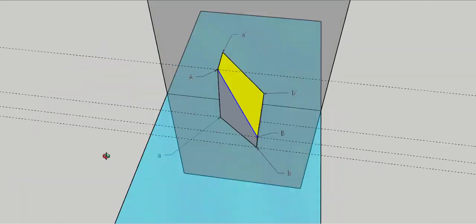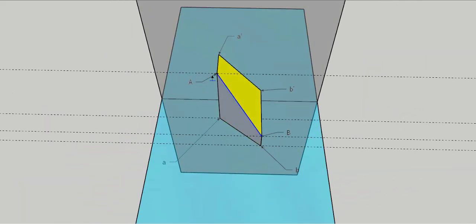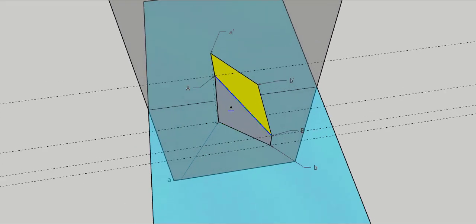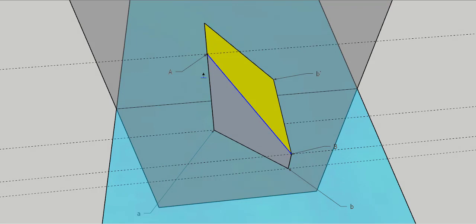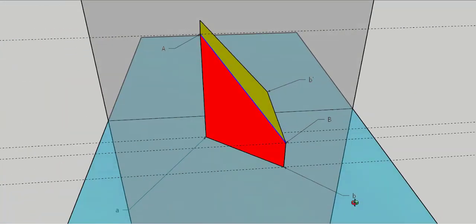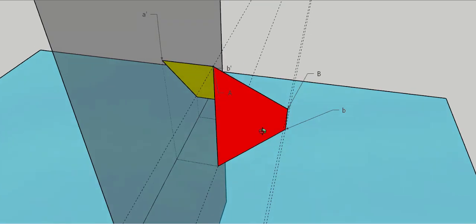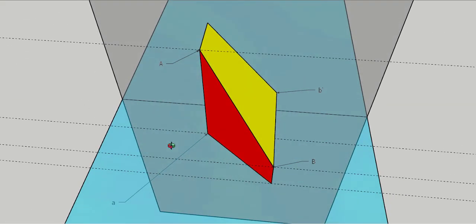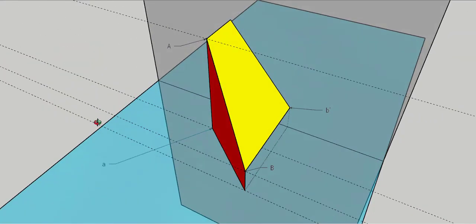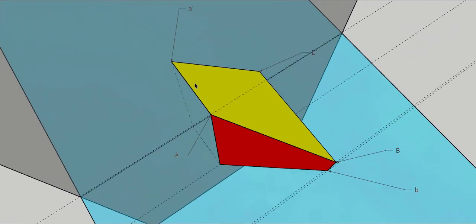So what we have done is we have taken AB, the line that is inclined to both the planes, and we have created planes connecting that true length with its projections. Here is the front view projection, and here is the top view projection. Let me also color it so that you can differentiate. Here you can see we have two planes that have the shape of a trapezium.